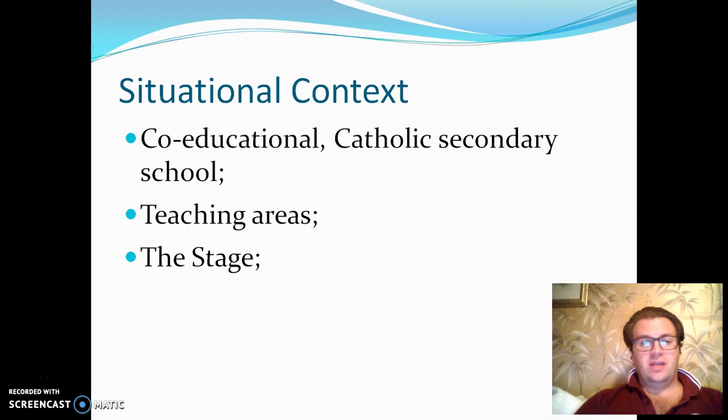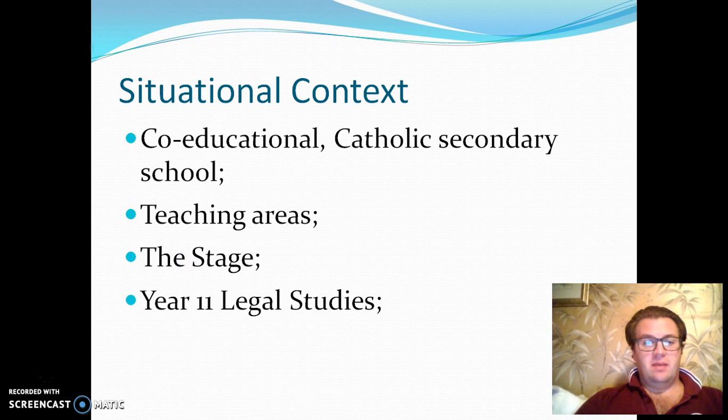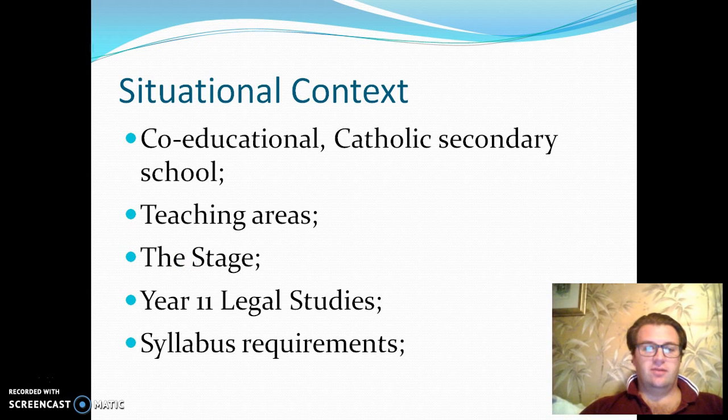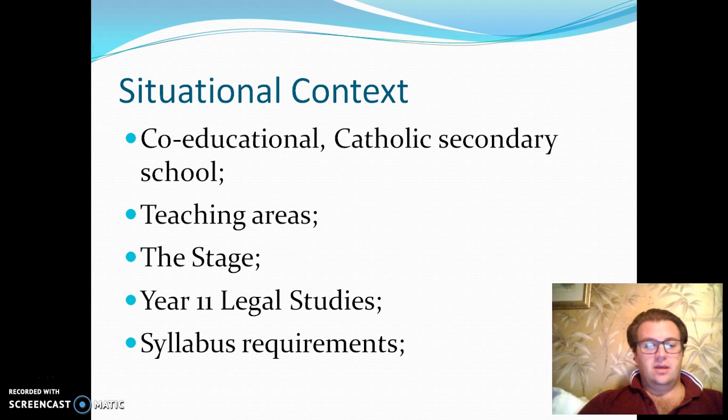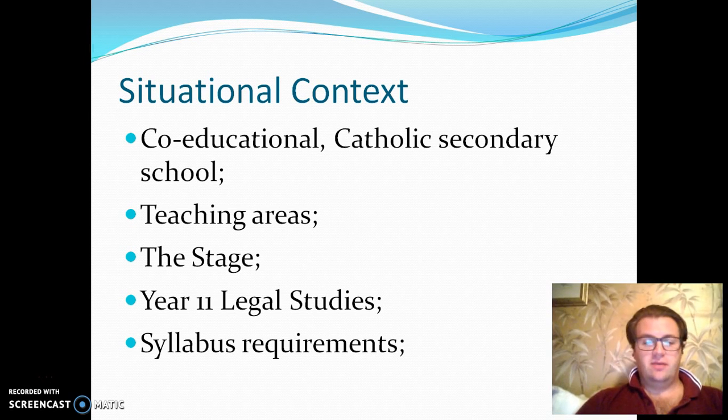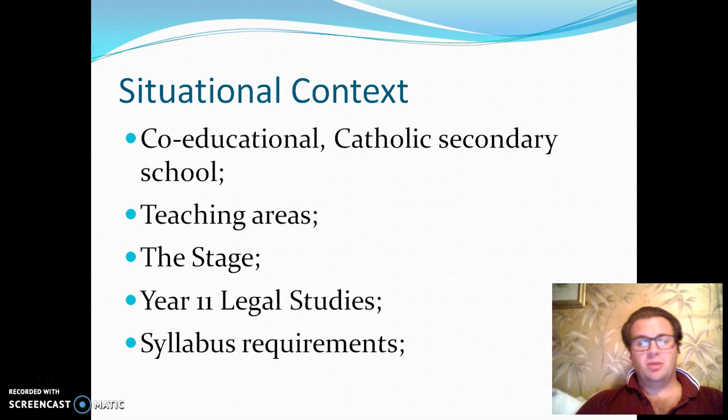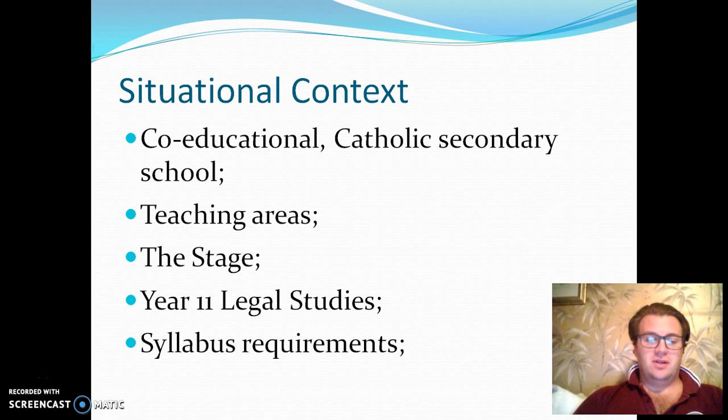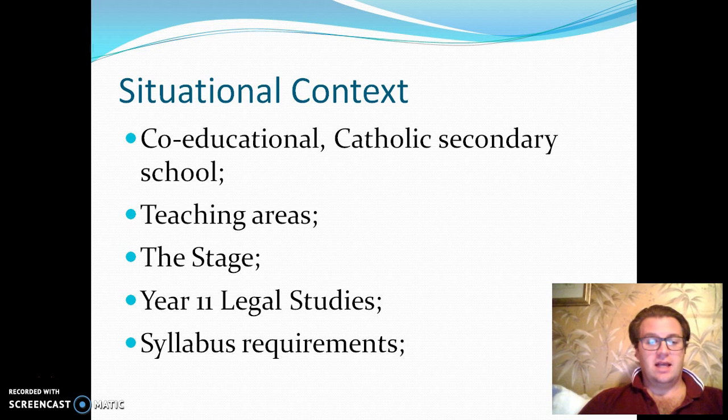So on reflection, I'd have to say that my best performance thus far involved a Year 11 legal studies class. I loved every minute of it, everything from the planning of it to the actual delivery of the lesson. It was such a rewarding experience. The verbal feedback that I received from the teacher of that class, who's an accomplished commercial lawyer and experienced teacher, was that it was an excellent class.